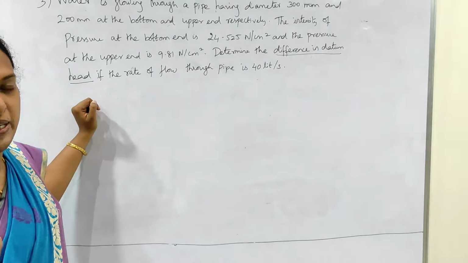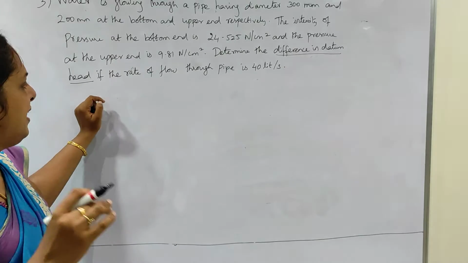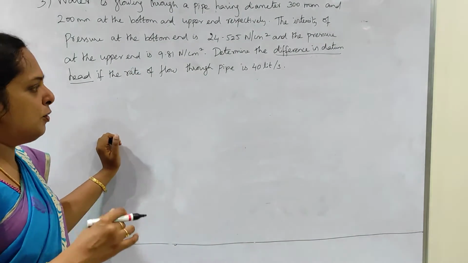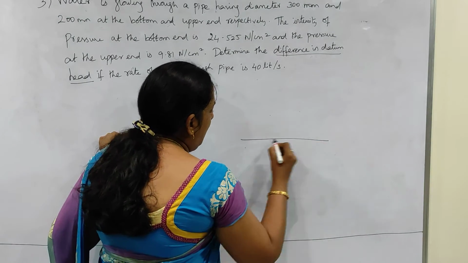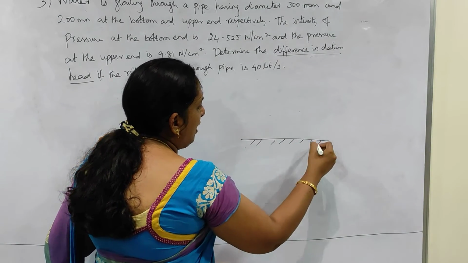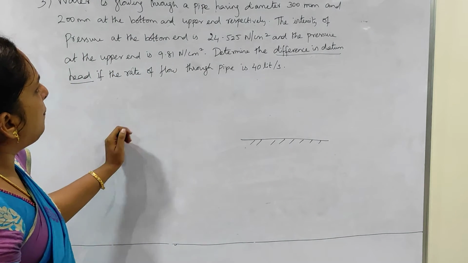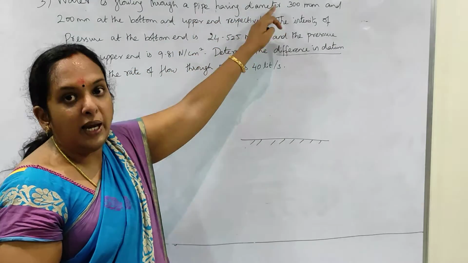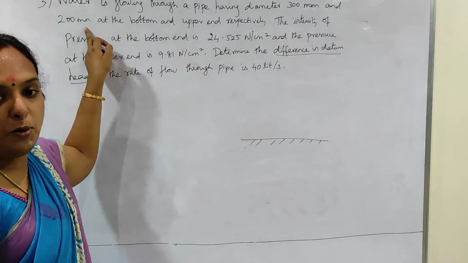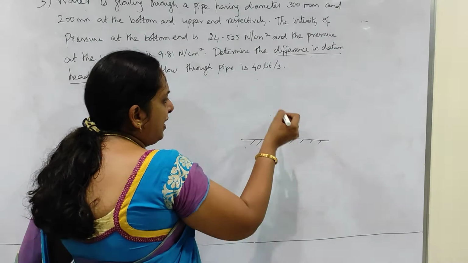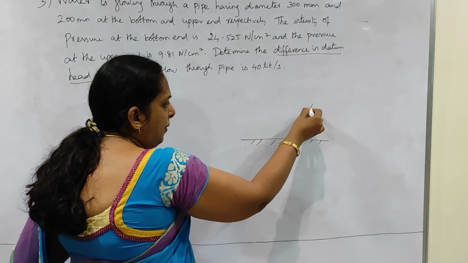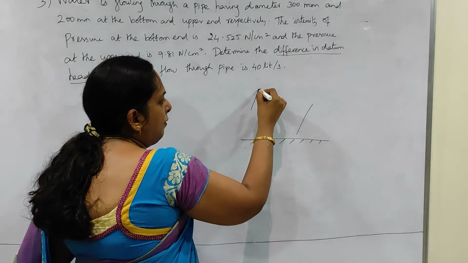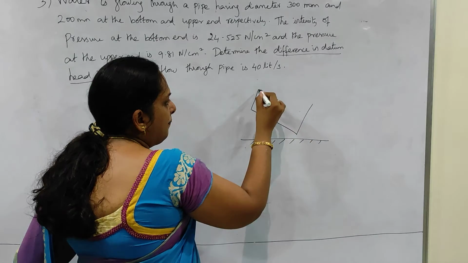Datum head is Z1 and Z2. So we have to find the difference in datum if the rate of flow through the pipe is 40 liter per second. First we will draw the diagram. Let this be your datum line. Now I am having my pipe. See how the pipe is: at the bottom end the diameter is large, it is 300 mm, and at the top end the diameter is 200 mm. It is not like the previous cases. Here the bottom end has more diameter and the top end has less diameter. So it will be like this.